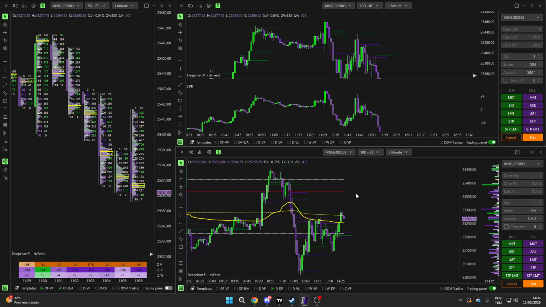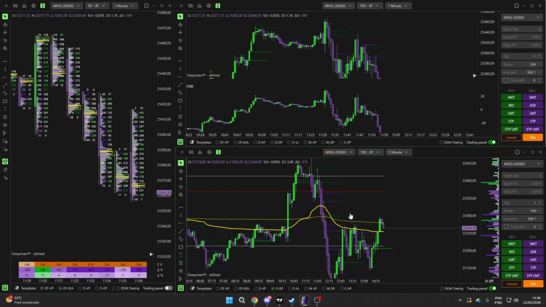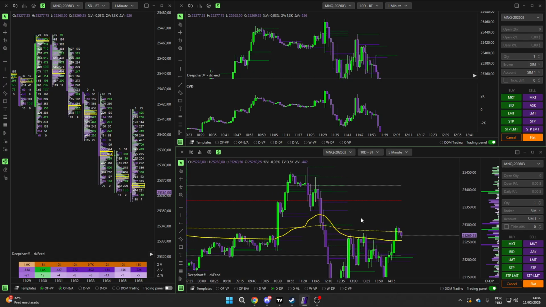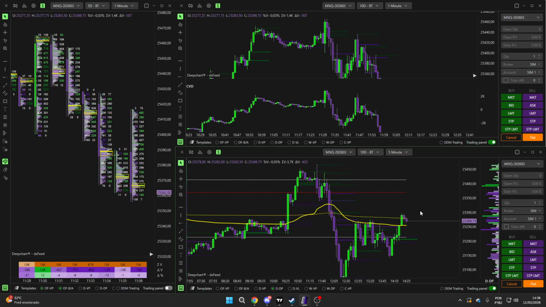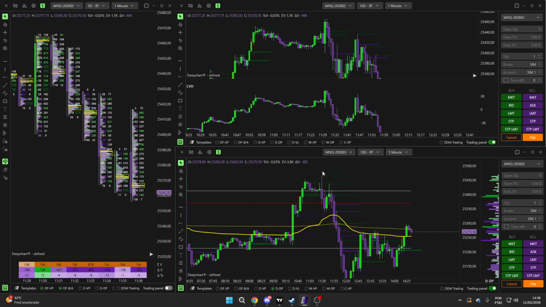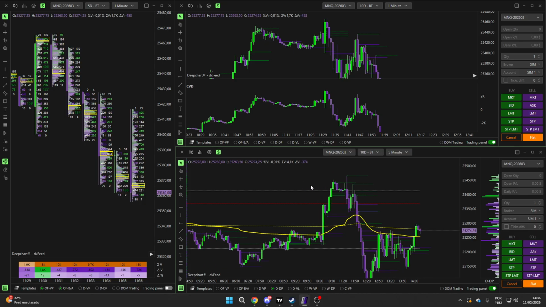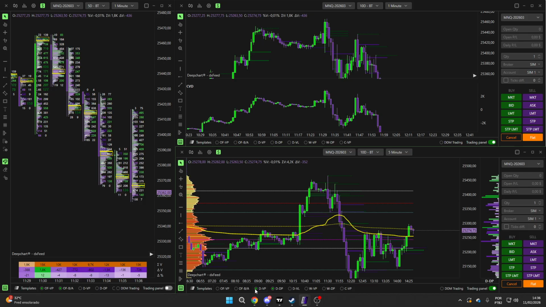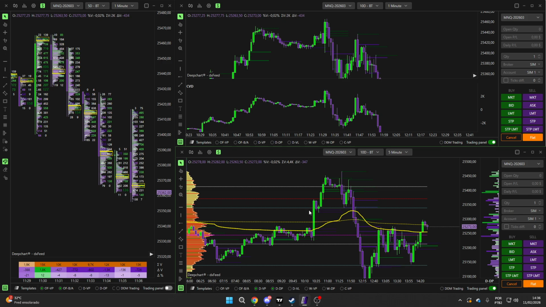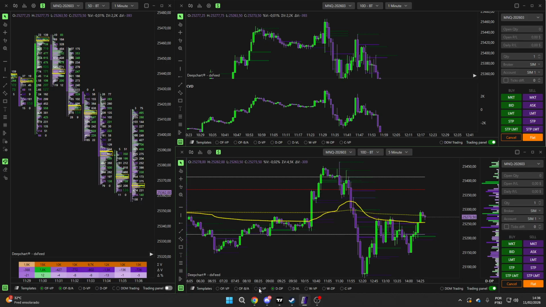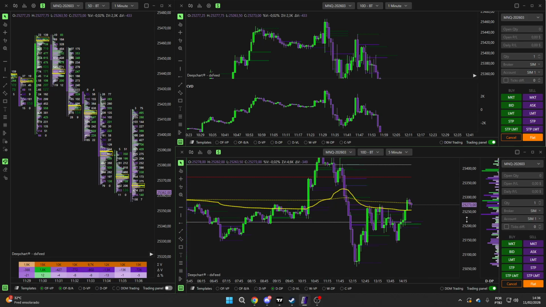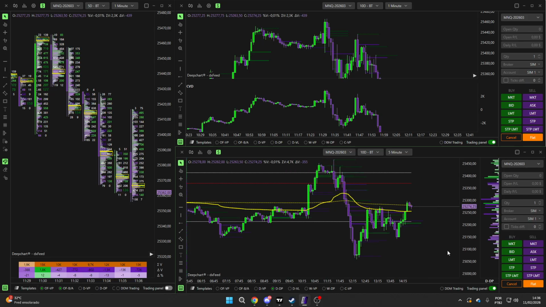So this is the whole scenario that I saw today on NASDAQ. It's simply a failed auction on the value area high of a weekly profile. If we look at our daily profile as well, you see that it's a rejection of the value area high of the daily as well. So this trade was called live.